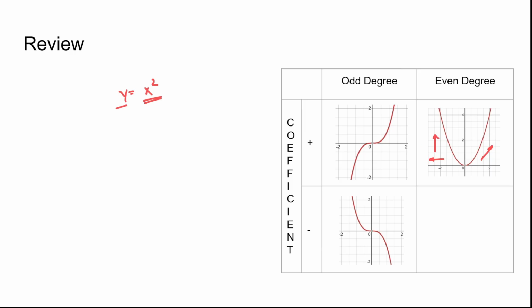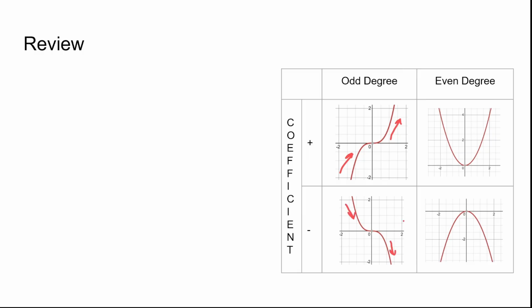Similarly, if you negate this, say y equals negative x squared, you just get the upside down of that. So y goes to negative infinity in both cases. You'll notice for an odd degree function, it always goes out on the opposite side that it came in, so it keeps going in the same general direction. Whereas for an even degree function, it comes in and goes out on the same side, right?